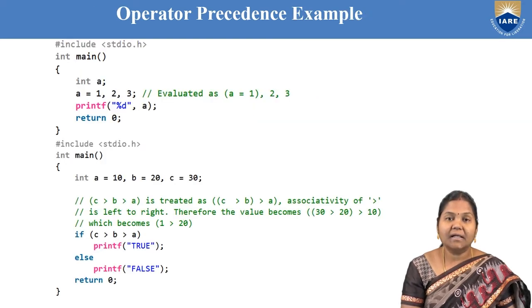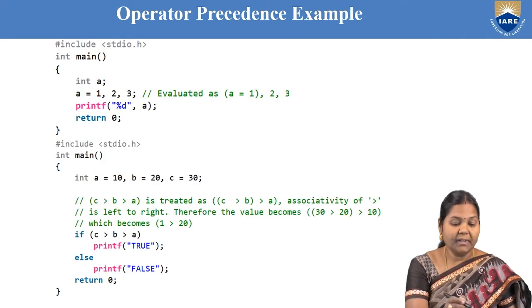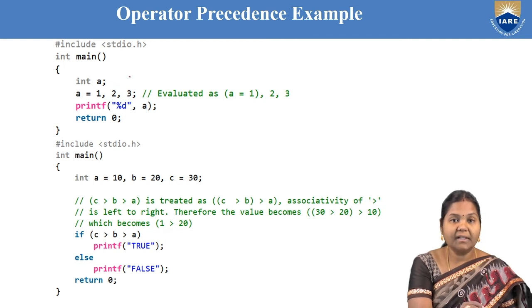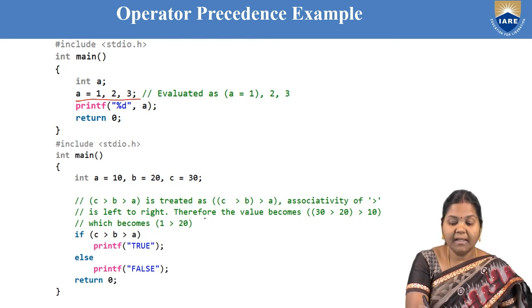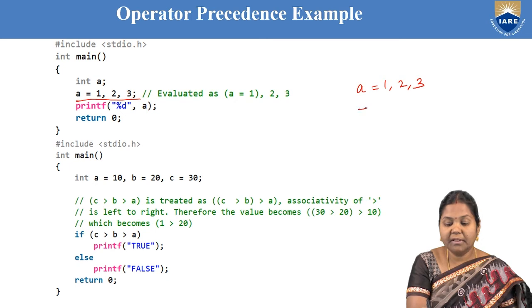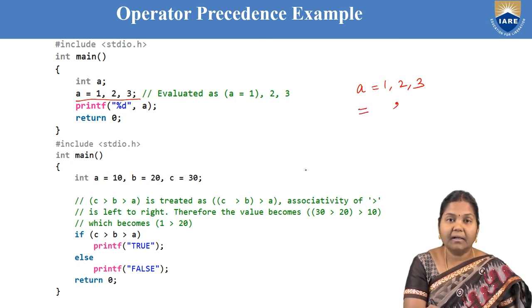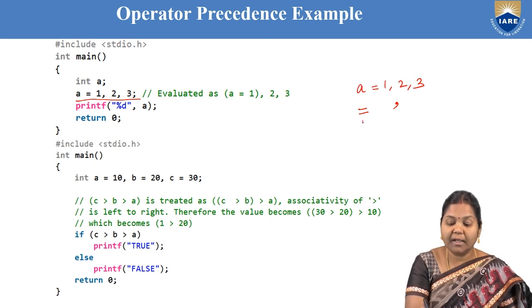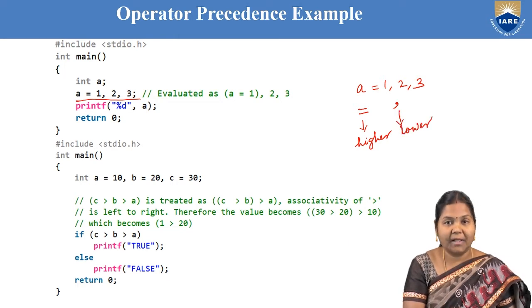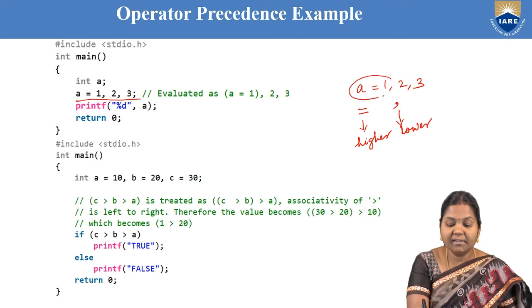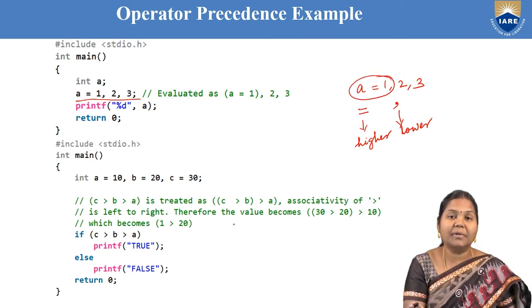Now, let us understand one example. In the first example, there is an integer variable a, and a is equal to 1, 2, 3. In this small expression, you have the assignment operator and the comma operator. If you compare them, which operator has more priority? You know that the assignment operator has higher priority than comma. So comma has lower priority. That's why the assignment takes place first. So which value will be assigned?